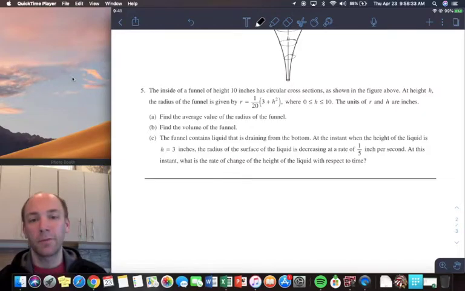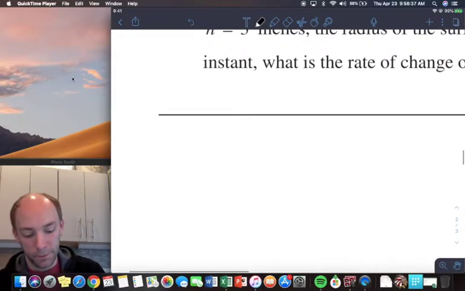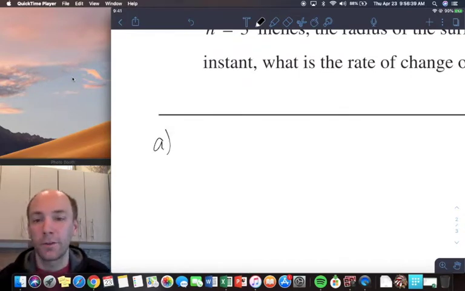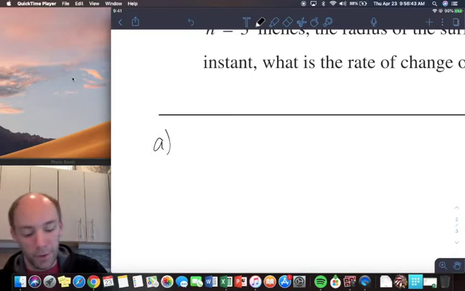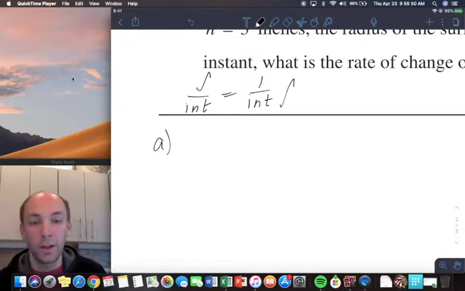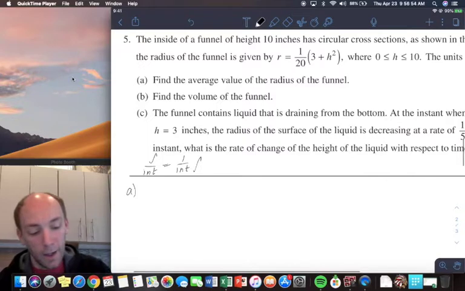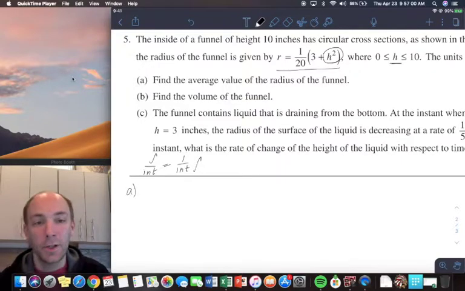For part A, find the average value of the radius of the funnel. Do you remember how to find an average value? Average value is 1 over the interval length times the integral. In part A, we're talking about the radius function, which is in terms of h, and h is measured between 0 and 10.